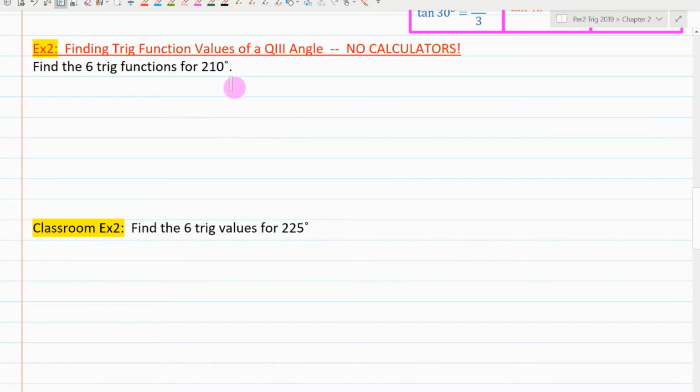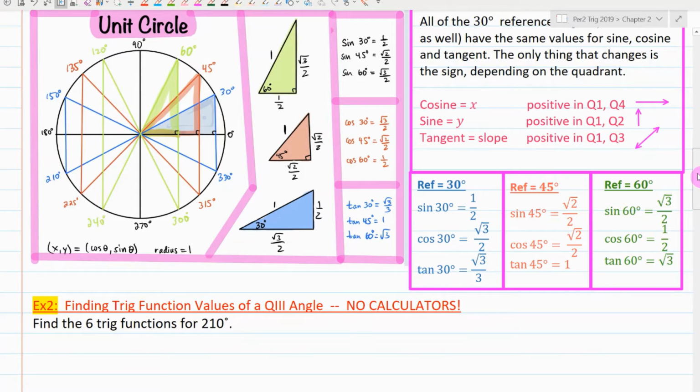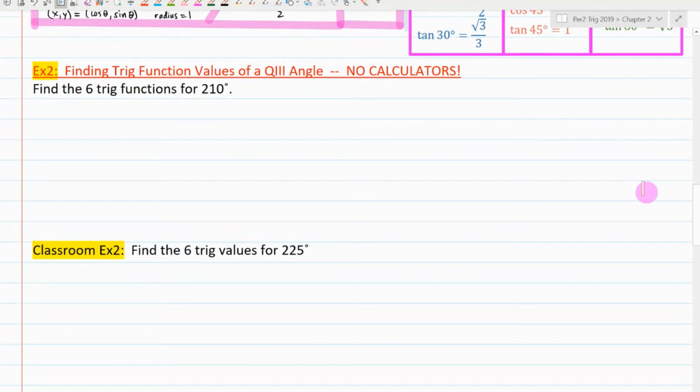All right, so now we're going to find some trig functions based on these values. They want us to find all 6 of them. So we're going to do sine, cosine, and tangent to start with. And let's put the other ones, cosecant theta, secant theta, and cotangent. So if we're doing the 6 trig functions at 210, you can look at the picture above.